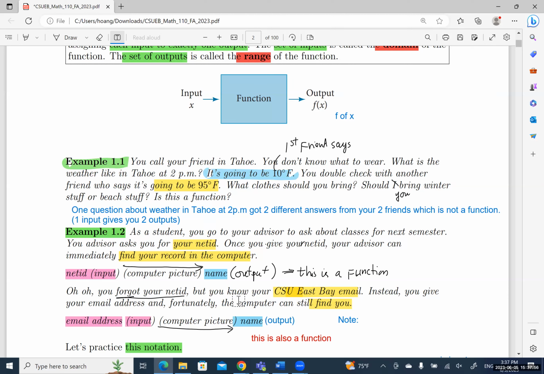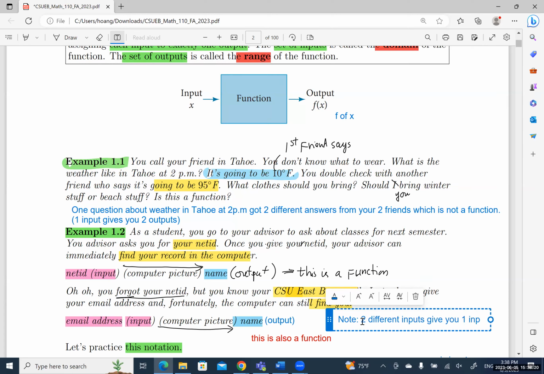Even though they have two different inputs, they give the same one output. Two different inputs giving one output can still be a function. Okay, so there is a note that you need to know.